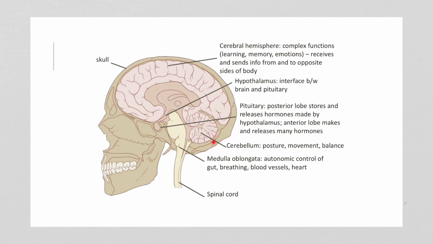The cerebellum is like a little brain. It looks different than the other one, but still is highly folded. It would have developed first evolutionarily. Its job is for posture, movement, and balance. The medulla oblongata is at the top of the brain stem, and its job is for all the autonomic control of you. So it keeps you breathing, your food digesting, your blood vessels controlled, and your heart rate is controlled by the medulla oblongata. And then this would be your spinal cord going further down your back.